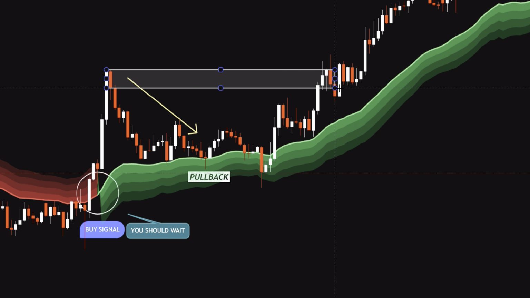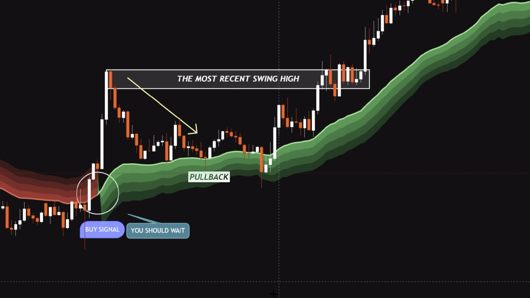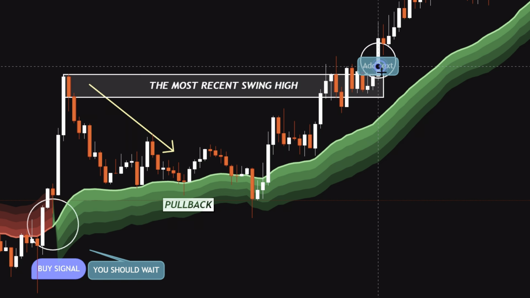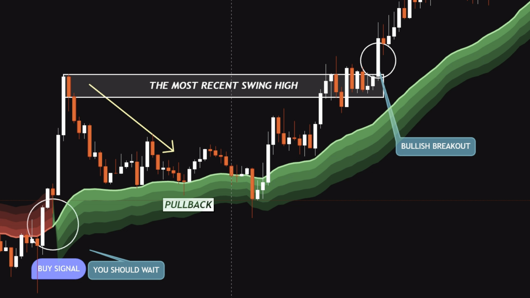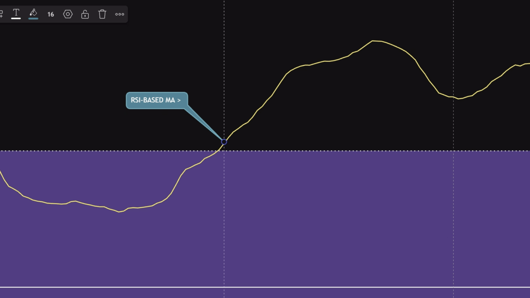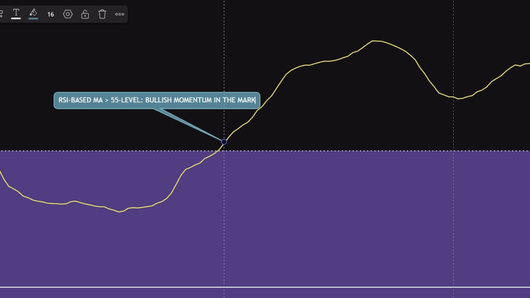After the pullback, identify the most recent swing high. Mark it on the chart. Now watch price carefully. We're waiting for evidence that the pullback has ended. You're waiting for price to break above that swing high. Now price closes above the swing high and the RSI moving average remains above 55. We have confirmation: bullish momentum, bullish structure. Momentum and price now agree.